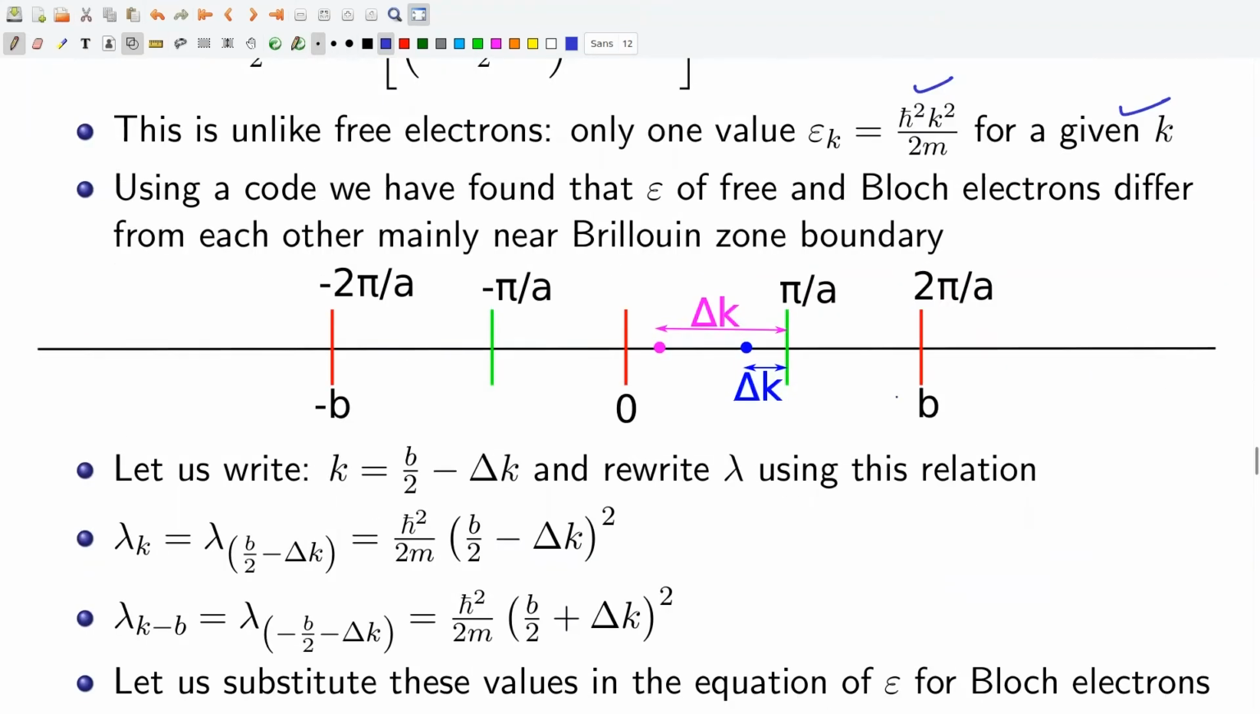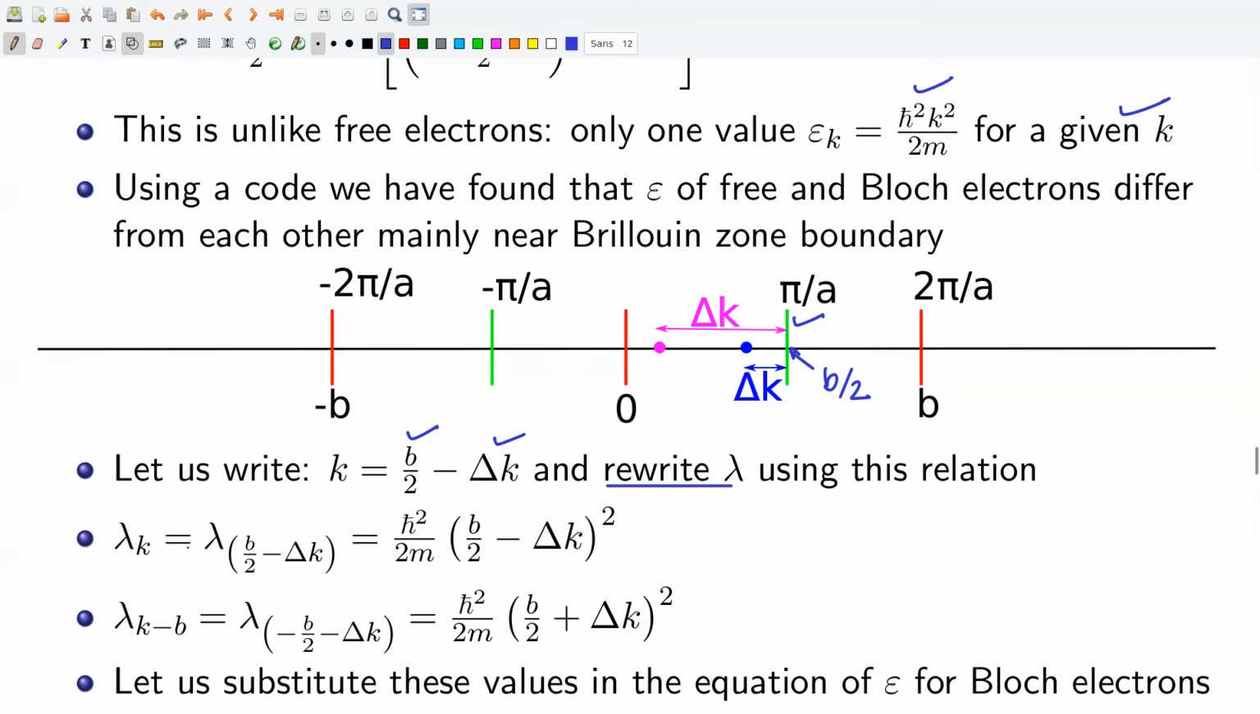We redefine K in terms of its distance from the first Brillouin zone boundary shown by the green line. We write K is equal to B by 2. So this green line is located at B by 2 and delta K is the distance from the Brillouin zone boundary. And we write K as B by 2 minus delta K. And then we rewrite lambda using this relation.